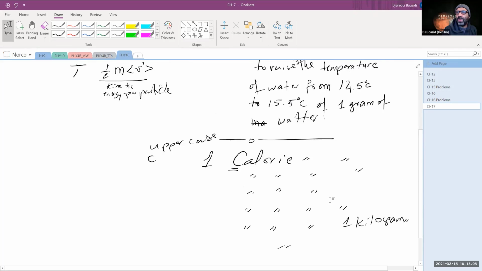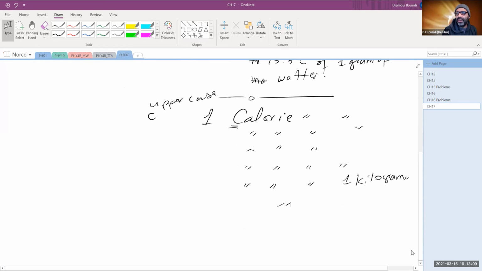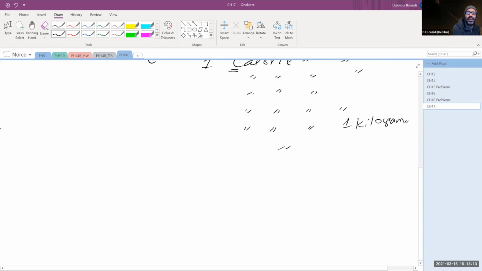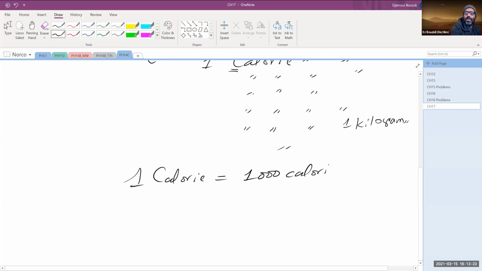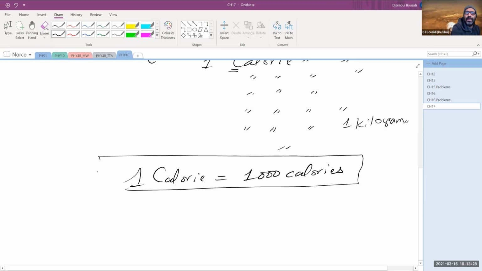Clearly, from the conversion between a kilogram and a gram, it's 1,000 grams. So in this case, it's clear that 1 Calorie, by definition, from these two definitions, is equal to 1,000 calories. So the spelling of this calorie matters a lot in how you write it, okay? Again, we still don't know what calorie is. We don't know what heat was.